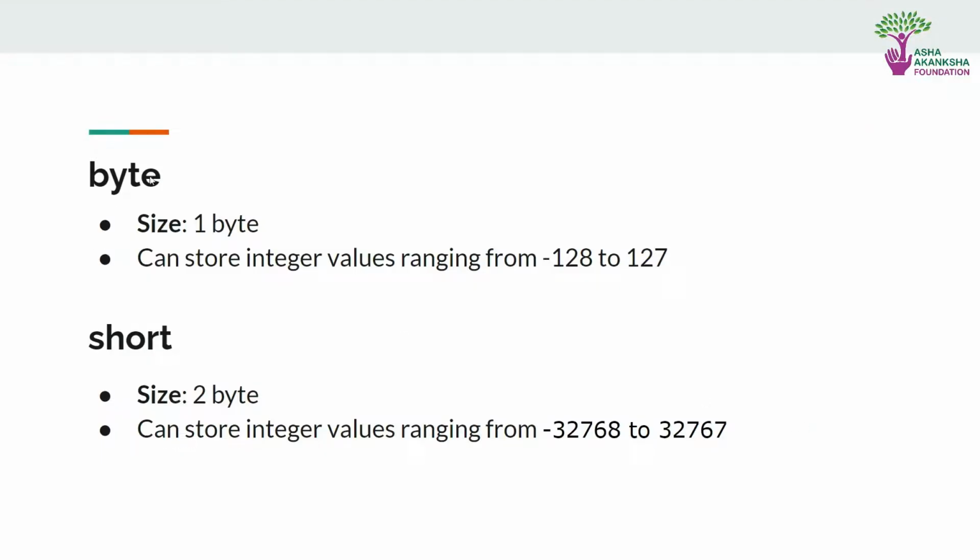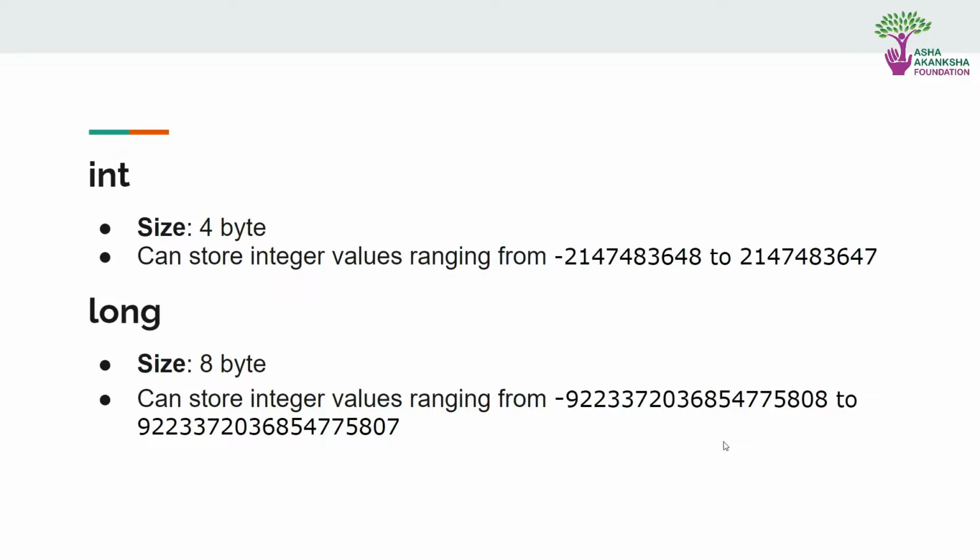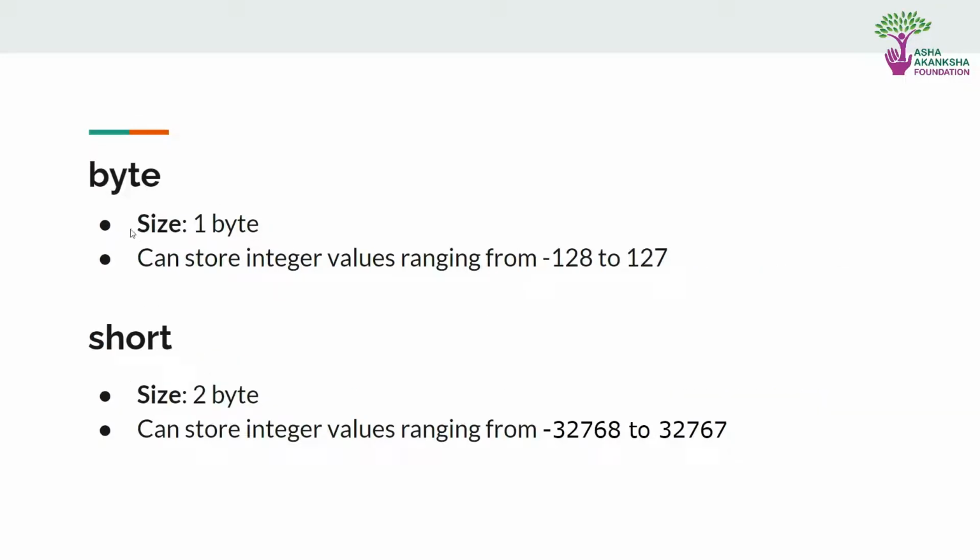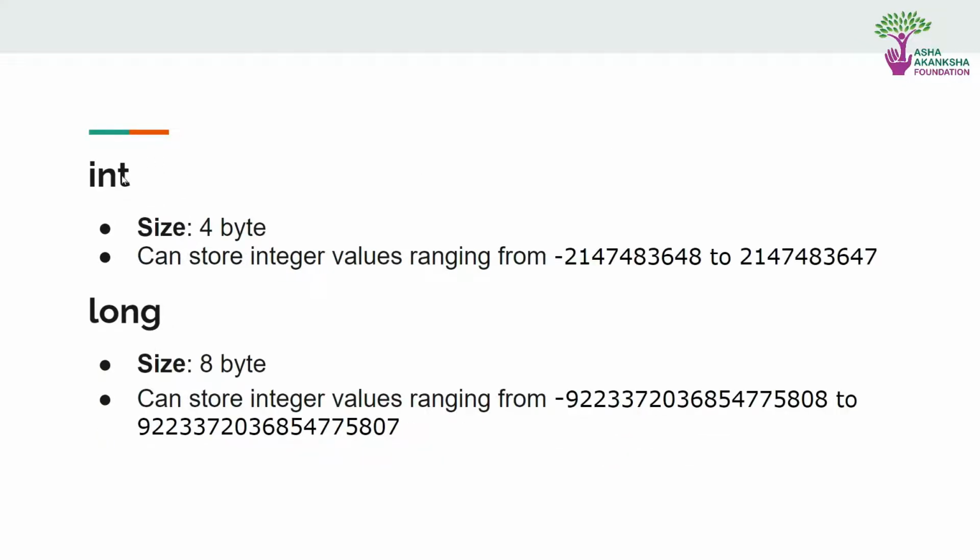First of all is the byte. Byte has a size of 1 byte. 1 byte is equal to 8 bits in our machine. So byte takes up a size of 1 byte and can store integer values ranging from -128 to +127. Then comes short. Short has the size of 2 bytes and can store these values. We don't necessarily use these. It is just there, but we don't use them much. We do use integer and we do use long quite often.